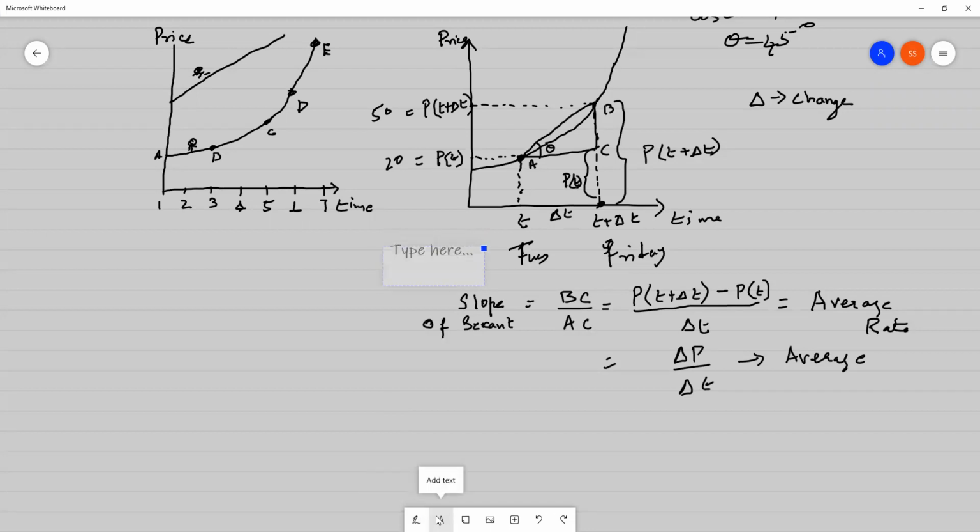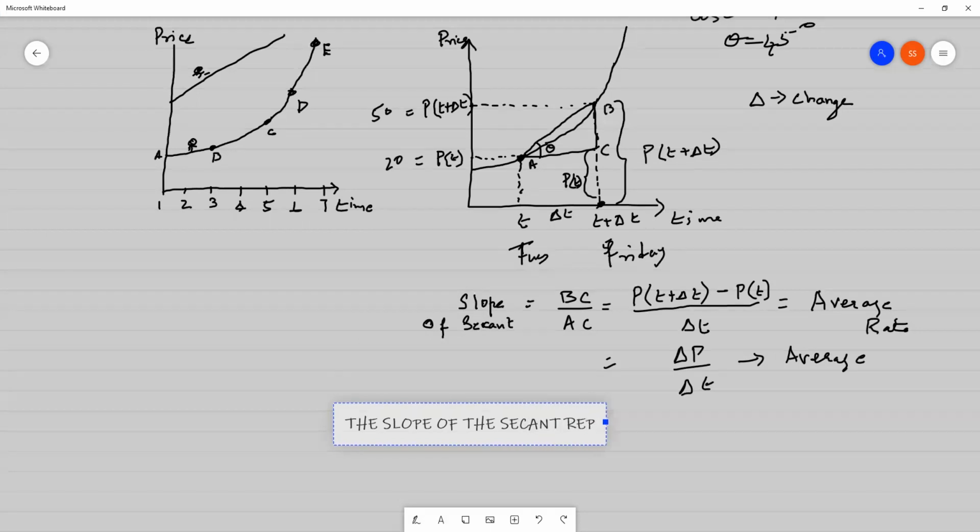So now I will summarize what we have done. The slope of the secant represents average change, average rate of change.